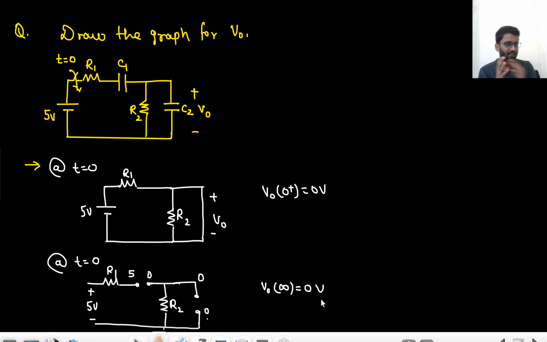In both of the cases there is no ambiguity, there is no case of infinite current, it is a simple RC circuit. So you are getting V naught at t equals to 0 as 0, and at t equals to infinity also 0. So 0 here and at infinity as well it is 0. So will the graph go like this? Simply a straight line? No. Why so?